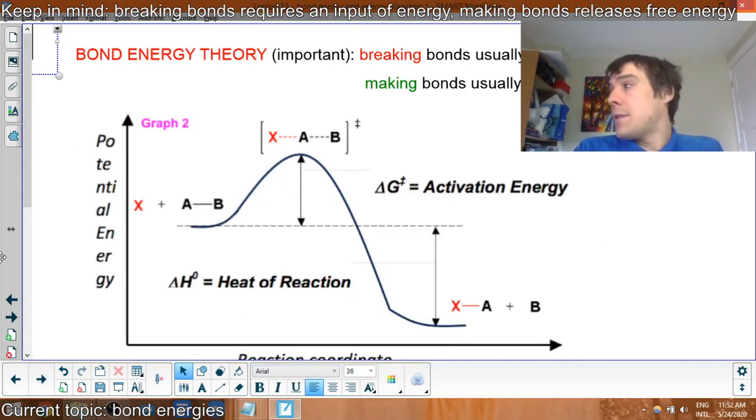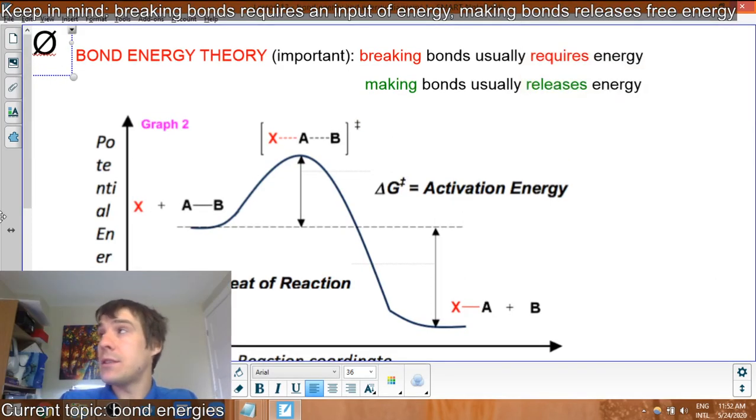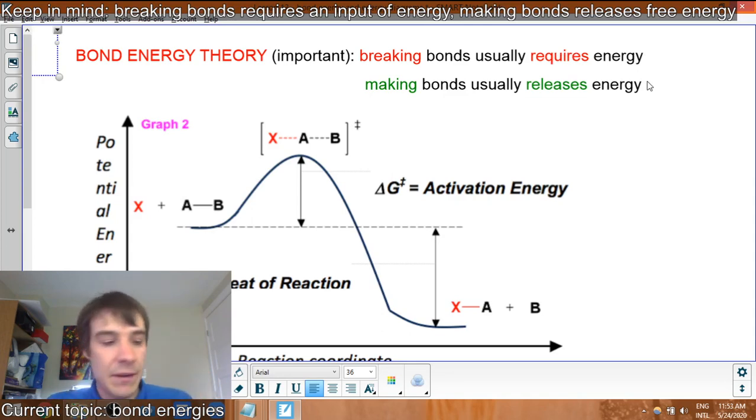All right, so this is bond energy theory. It's very simply stated that breaking bonds usually requires energy, and making bonds usually releases energy. And we're talking about free energy. Another way to say it: breaking bonds requires an input of energy, making bonds releases energy. This shouldn't be very controversial.